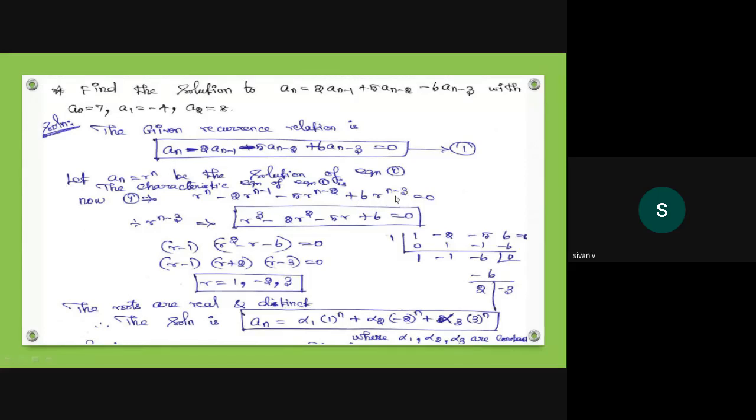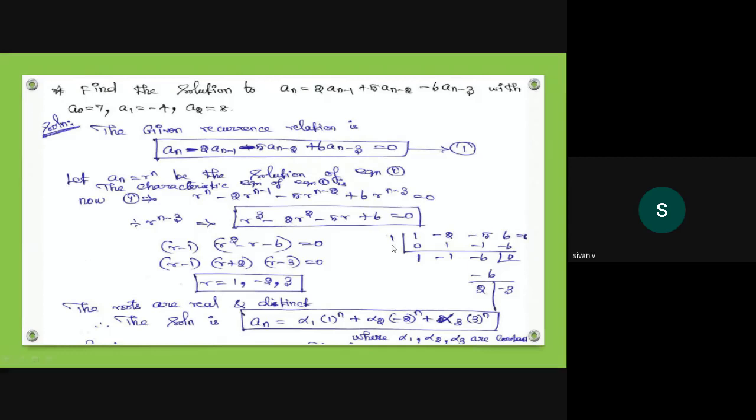Dividing by the last term r^(n-3), it becomes r^3 - 2r^2 - 5r + 6 = 0. This is a cubic equation, and it contains 3 roots. By the synthetic division method, you can solve it. Here I am using synthetic division. The coefficient of r cube is 1, of r square is -2, of r is -5, and the constant term is 6.